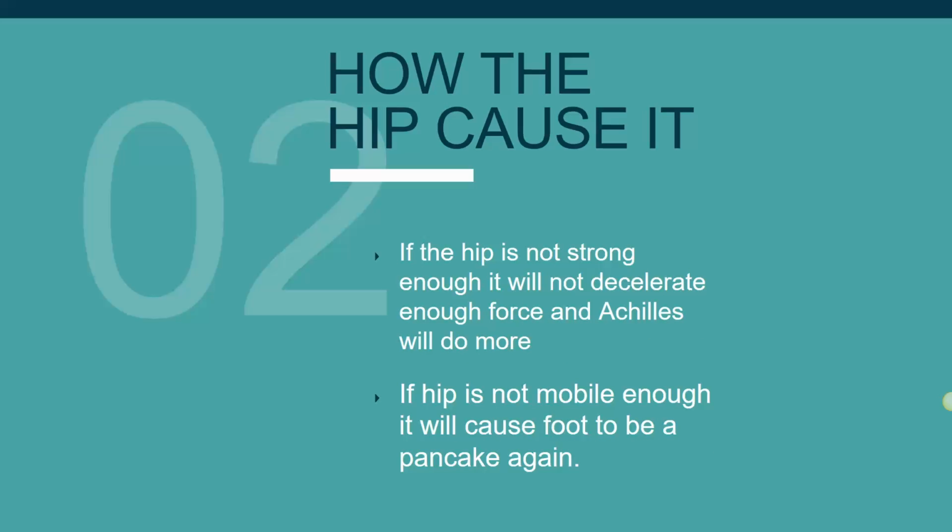So how does the hip cause Achilles tendinitis? If the hip is not strong enough to decelerate the forces that are happening when we're walking or running, the Achilles tendon and the muscles that attach to it are going to have to do too much deceleration of forces. The forces can be upwards of 2 to 3 times your body weight, so we're talking very high force. If the hip is not mobile enough, it can also cause the foot to be, again, like a pancake structure. When we take our step forward, as we extend our hip, if the front of our hip is very tight, it can cause our whole leg to turn out. That's called the medial heel whip, which can cause the foot to flatten out like a pancake and cause lots of stress on that Achilles tendon.